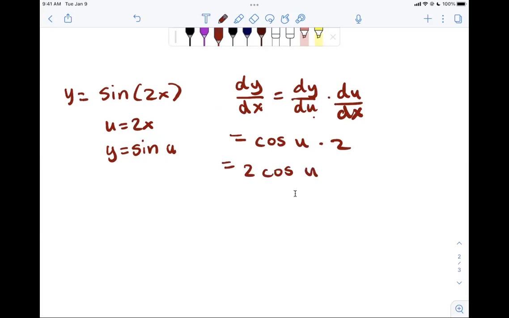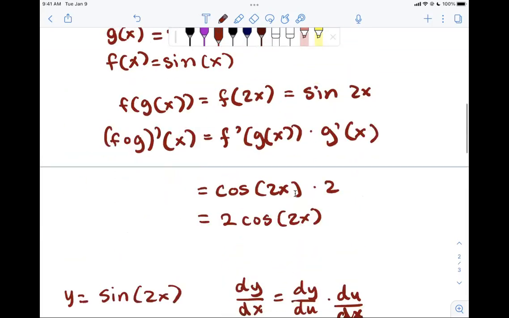But what is u? u is equal to 2x. And we substitute. And so that's equal to 2 cosine 2x, which is exactly the same answer we had before when we did it using this formulation of the chain rule.